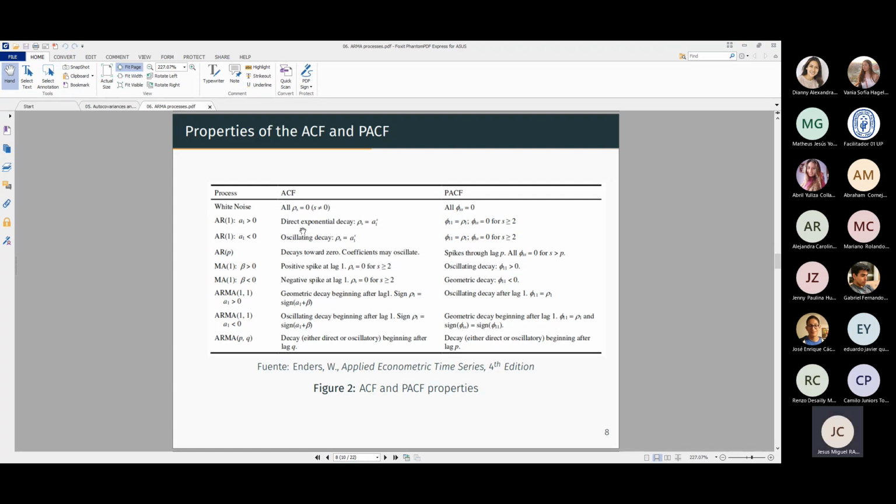In the AR1, the ACF will show a direct exponential decay, while the first ACF will be different from zero, and the other ones will be zero. In the AR1 with negative coefficient, stationary, you will see that the decay is oscillating, and the first term in the PACF is different from zero, and the rest are zeros, and so on and so forth. Okay, any questions so far?